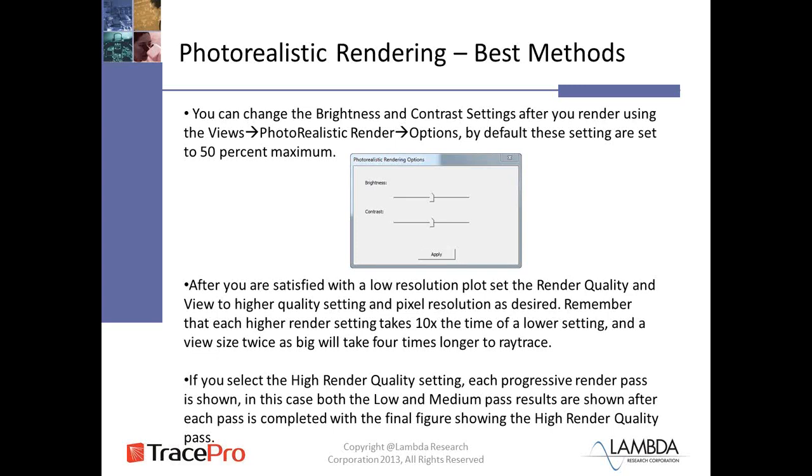So for instance, if you select the high render quality setting, each progressive render pass is shown. You'll see in the system view a new box pop up, and after the low, medium passes finish, you'll be able to see the final figure of the photorealistic render. It will be replaced for each pass by a higher rendering quality. So if you do 3 renders, you will see 3 outputs, 1 for each one of the passes.